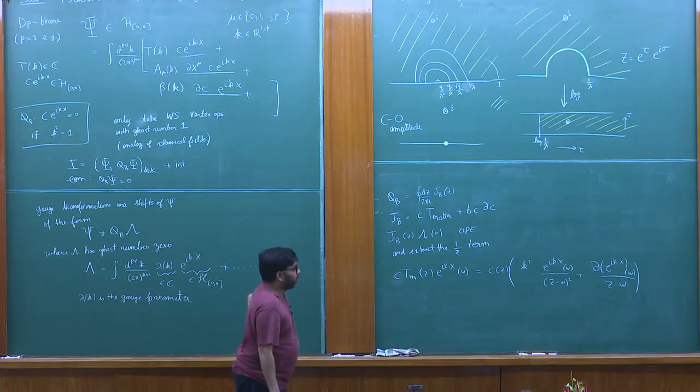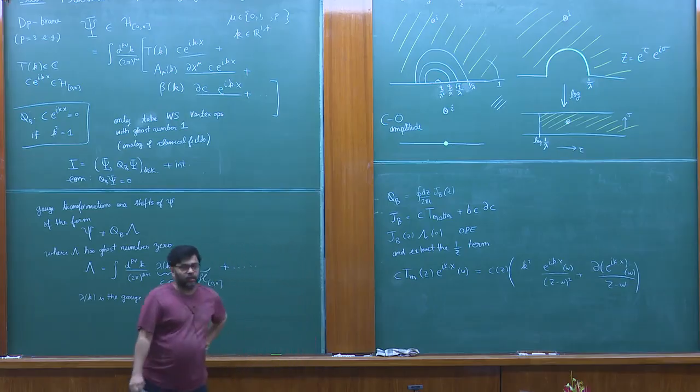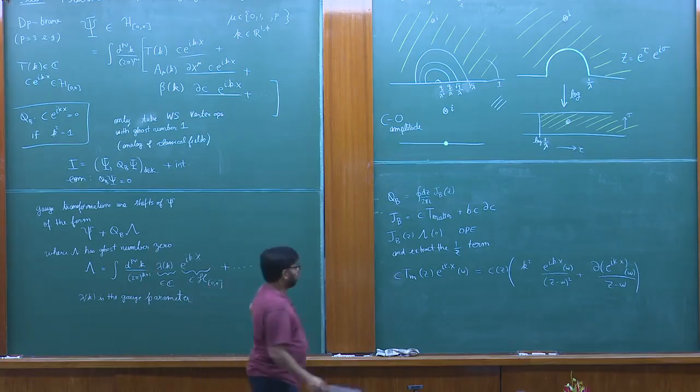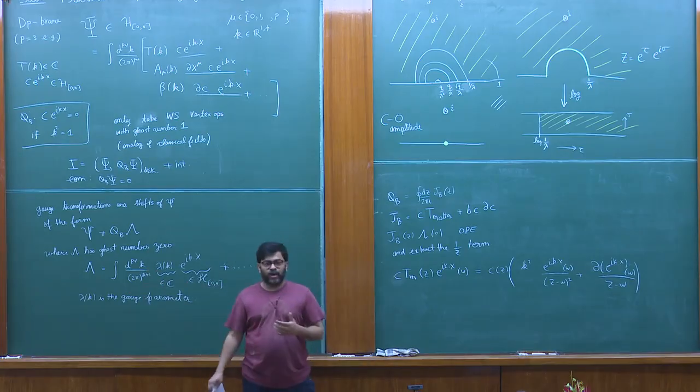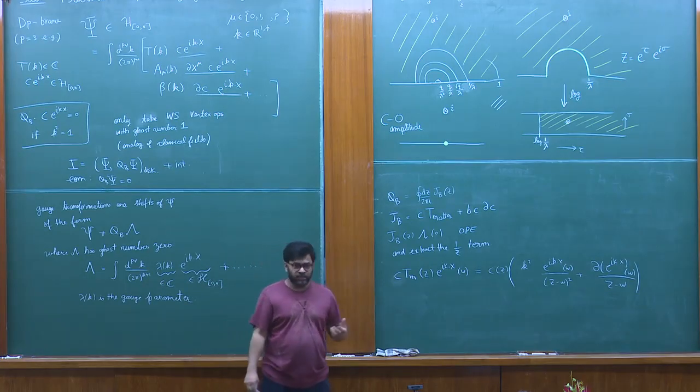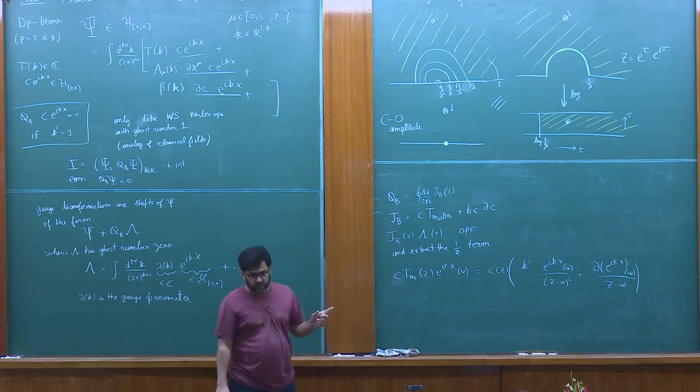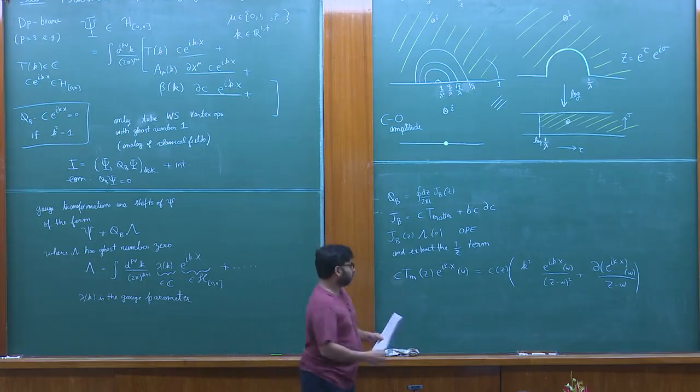Well, it's an open string, so the weight is just alpha prime k square. So alpha prime is 1. Alpha prime k square by 4 is for the closed string exponentials. These are open string exponentials which have a different conformal weight. Alpha prime is 1, yeah.